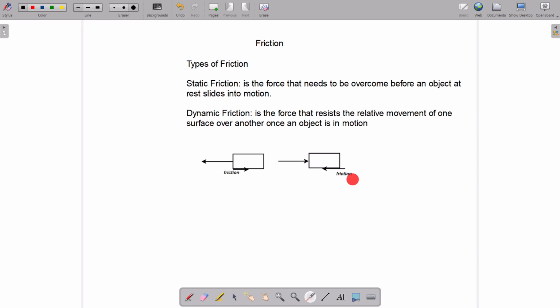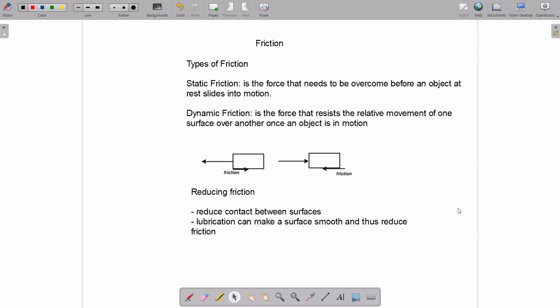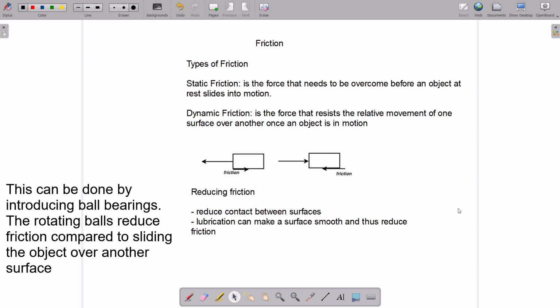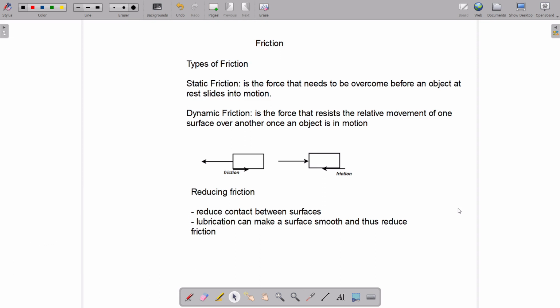Friction is high when the surfaces are rough. If we have rough surfaces in contact, there is always going to be more friction. And so it becomes very difficult for you to slide an object into motion or for a moving object to continue moving if the surfaces are rough, because friction is going to be very high. How then do we reduce friction? Friction can be reduced by reducing the contact between surfaces. The more objects are in contact, the more friction that we have, because we know friction exists between surfaces in contact.